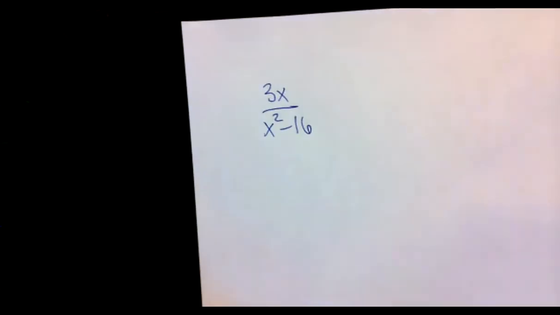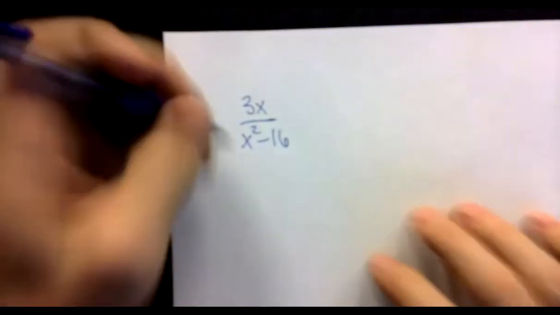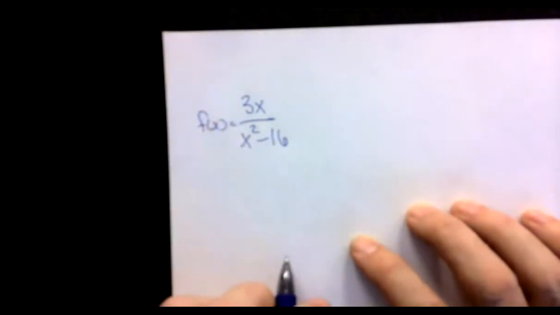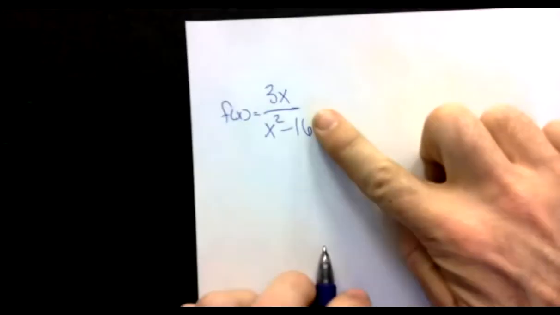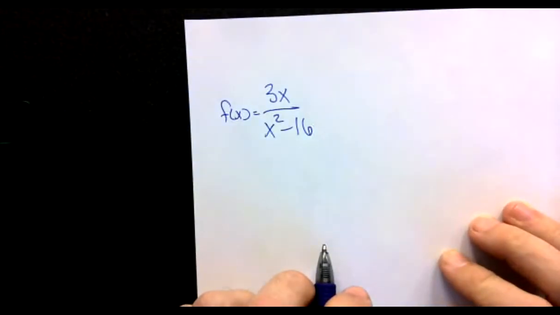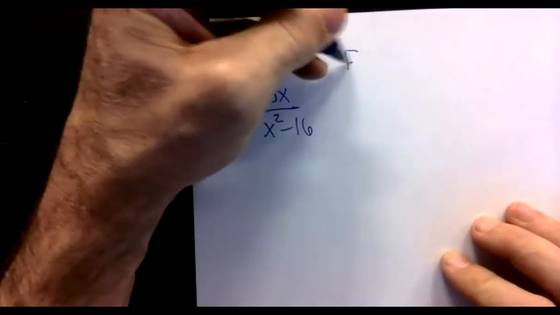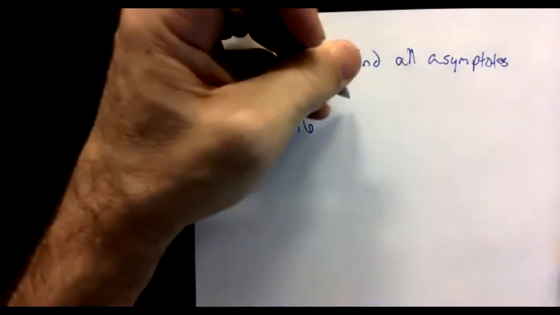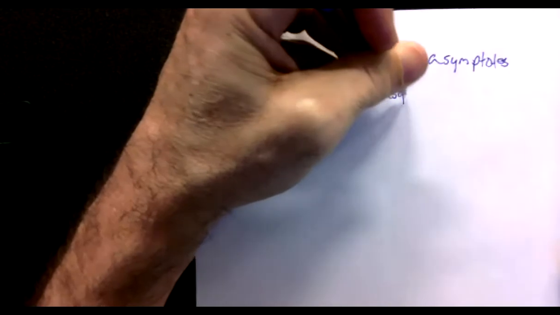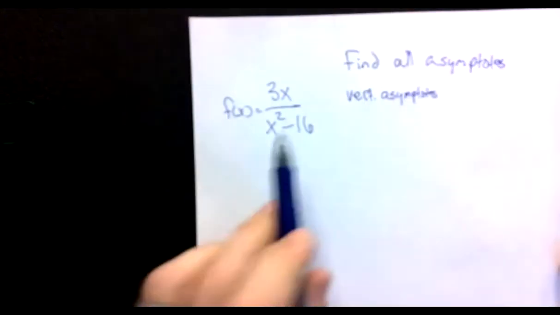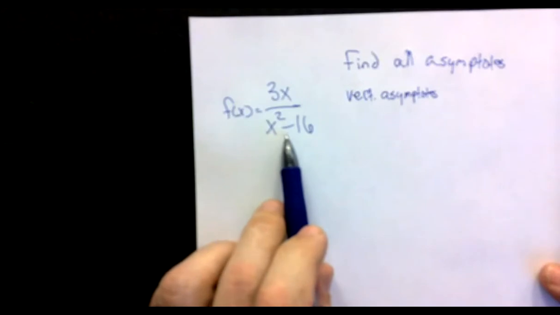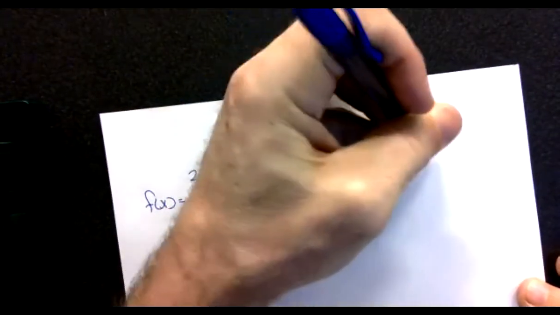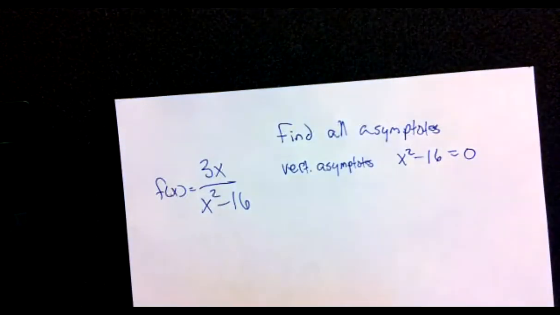All right, so if they gave us a problem like this, come on, focus. Okay. If f of x equals 3x over x squared minus 16, and they told us to find all asymptotes. Okay, the first thing I'm going to look for is to see if there are any vertical asymptotes. So again, I'm going to take my bottom, my denominator, that x squared minus 16, and I'm going to find out what values, if any, make that equal 0.